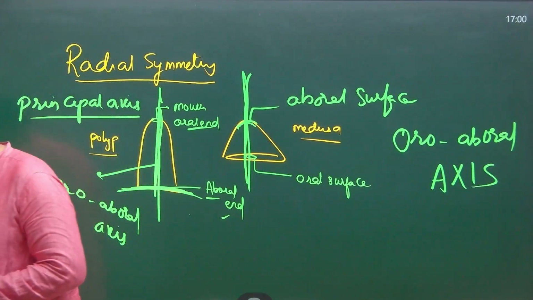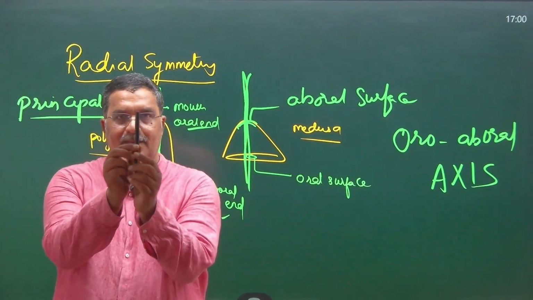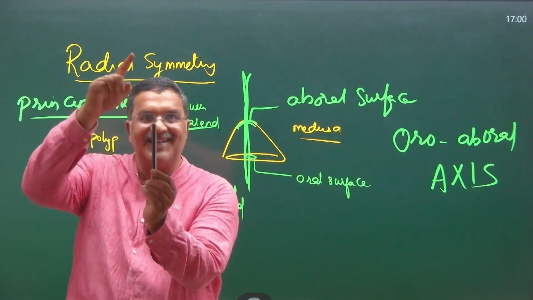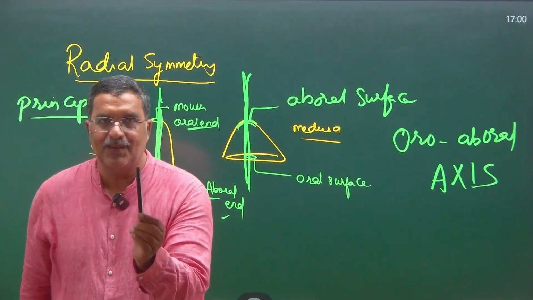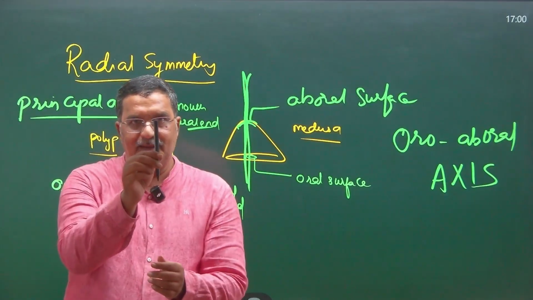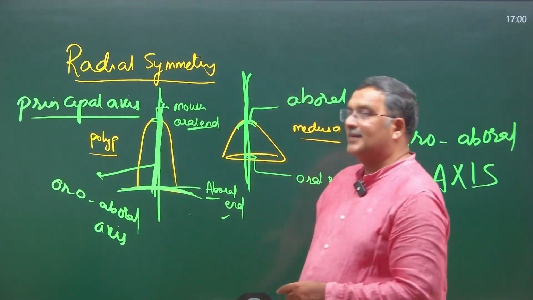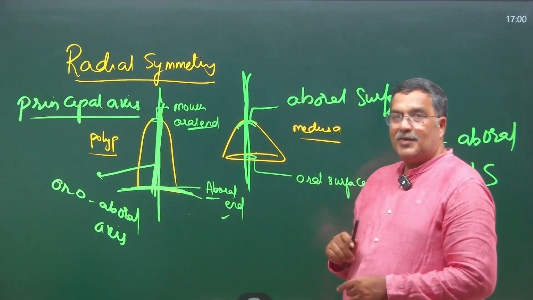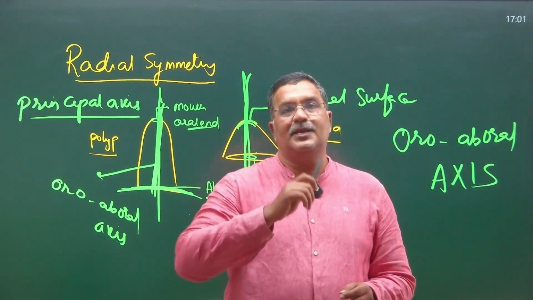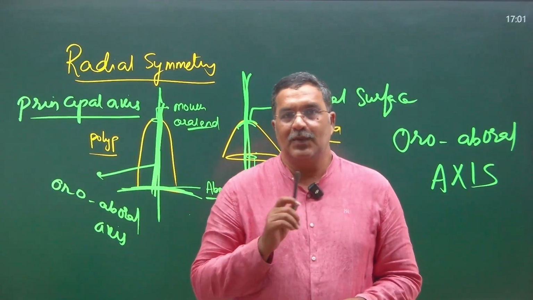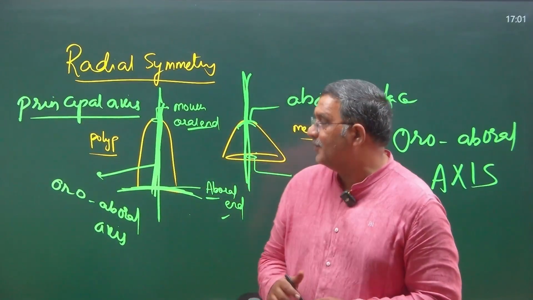If you take a pen, let's take this, this is hydra. In the center, the refill is said to be the oroaboral axis. Did you understand? If you want to imagine in medusa, if it is an umbrella, the stick in the center is said to be the oroaboral axis. Okay.